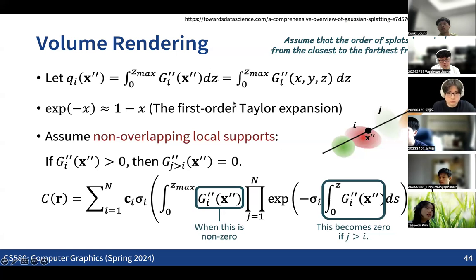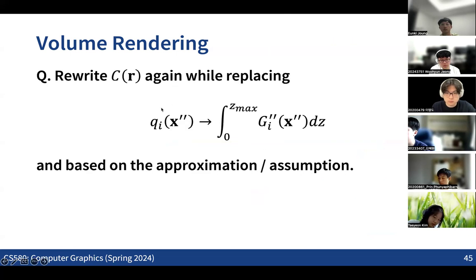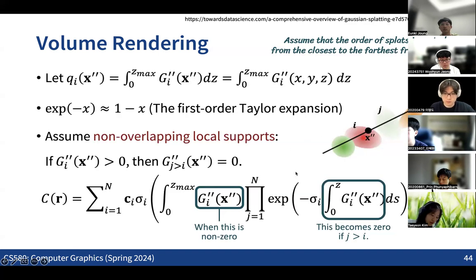So given these three definitions, approximations and assumptions, we are going to see the simplified version of the equation. So let's rewrite this equation again with these. We are replacing this like this and also applying the approximations and the assumption here. Based on that, if we rewrite the equation, what is the simplest form that we are going to get.